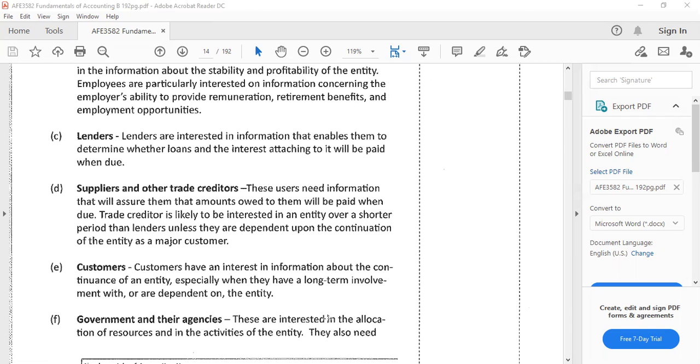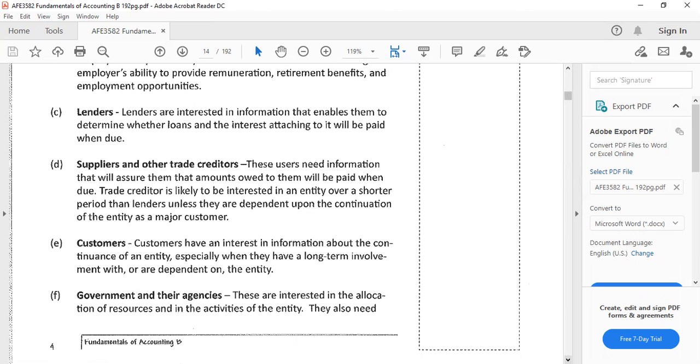These are interested in the allocation of resources and in the activity of the entity. So the government, remember, also plays a role when it comes to businesses. They give subsidies. They tend to help out companies. Before the government grants you a grant or gives you a subsidy, they'll obviously want to see your financial statements to see whether this company is really doing well and can really survive in the future.